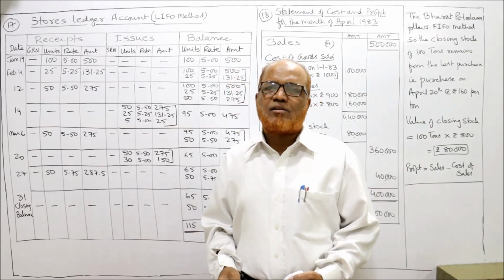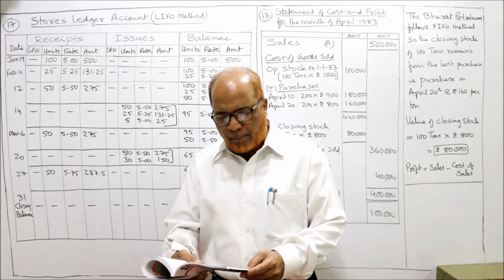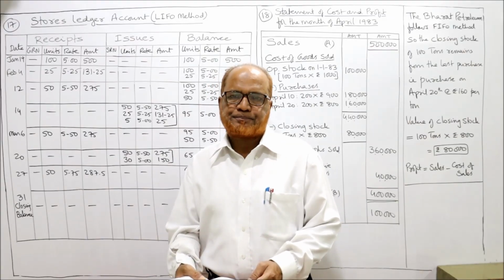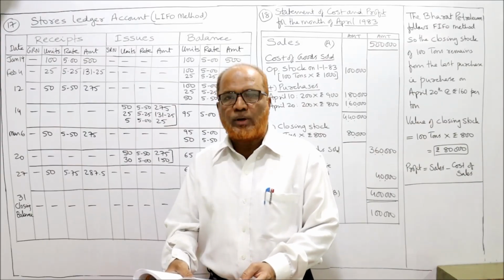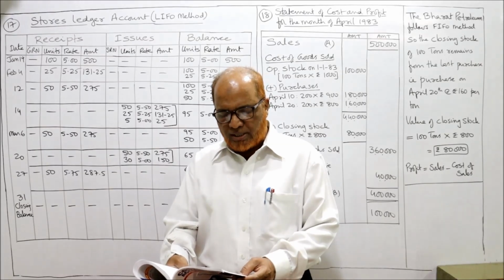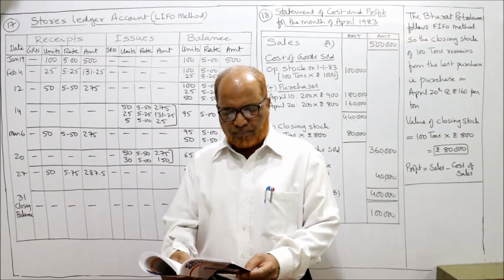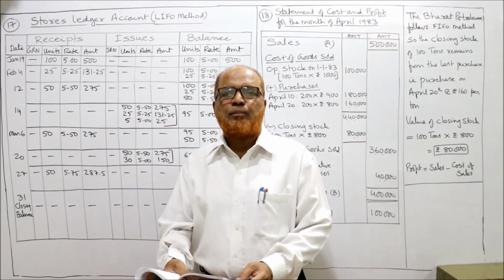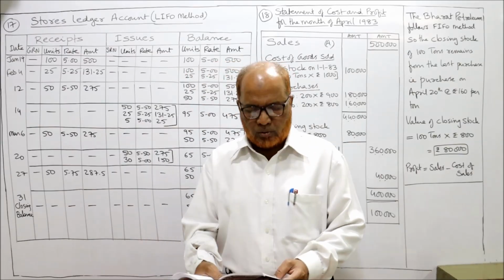Now I am reading out the 17th problem. See carefully. The following transactions occur in the purchases and issue of material. January 19th, purchase of 100 units at 5 rupees each. February 4th, purchased 25 units at 5.25 each. February 12th, purchased 50 units at 5.50 each. February 14th, issued 80 units.